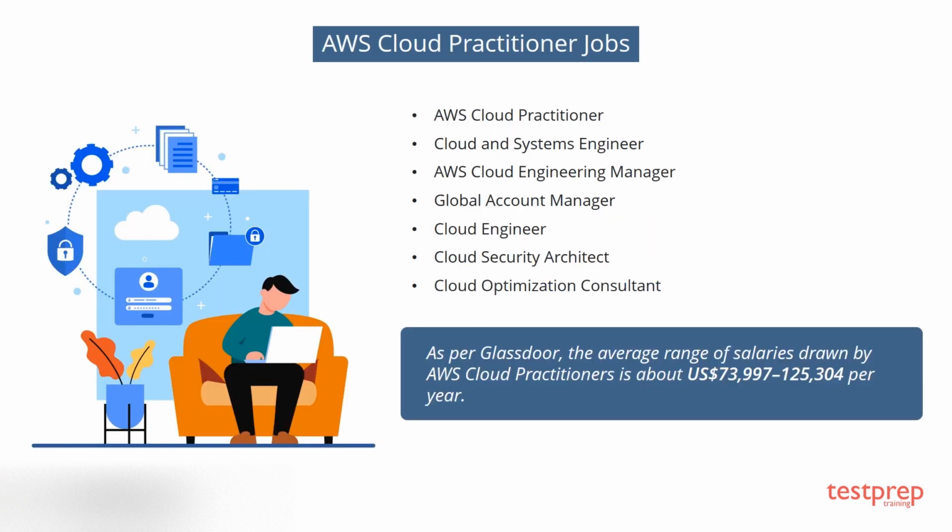After becoming an AWS Certified Cloud Practitioner, you can look up to the following job roles. 1. AWS Cloud Practitioner. 2. Cloud and Systems Engineer. 3. AWS Cloud Engineering Manager. 4. Global Account Manager. 5. Cloud Engineer. 6. Cloud Security Architect. 7. Cloud Optimization Consultant.